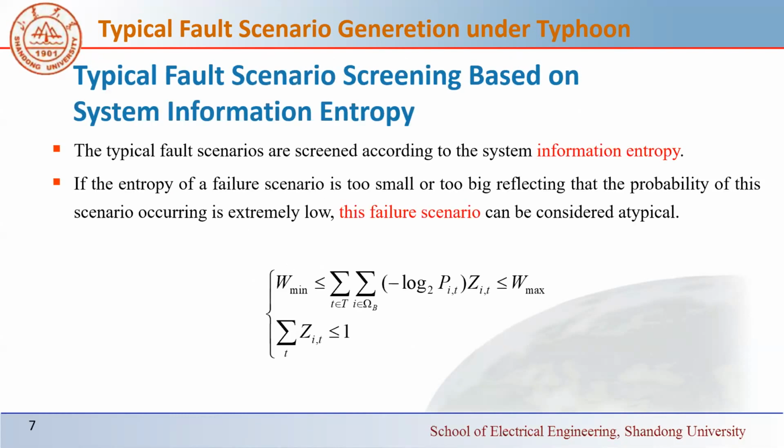The typical fault scenarios are screened according to the system information entropy. If the entropy of a failure scenario is too small or too big, reflecting that the probability of this scenario occurring is extremely low, this failure scenario can be considered atypical. Typical fault scenarios with high probabilities of occurrence and serious consequences can be screened based on the formula.